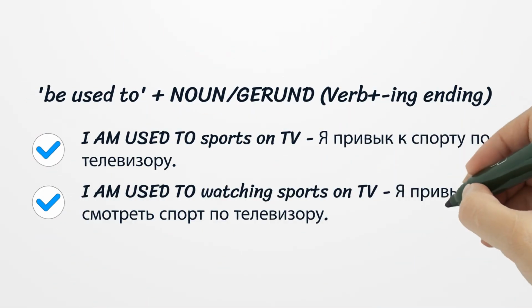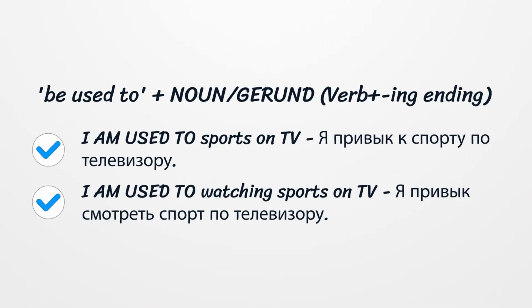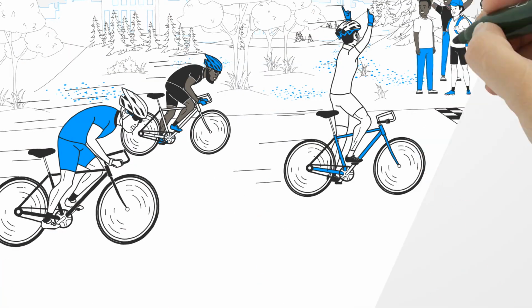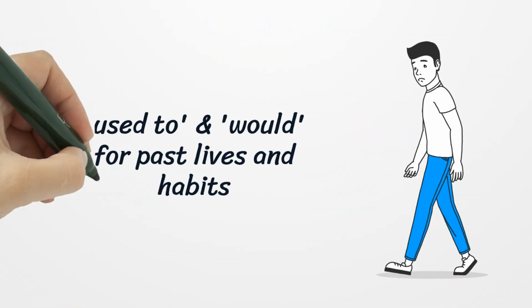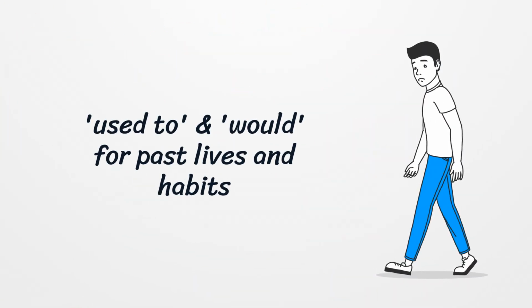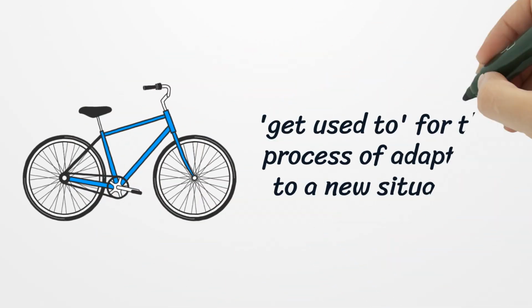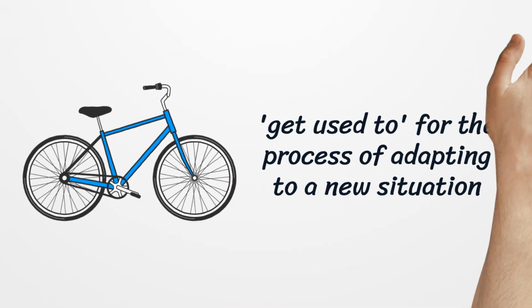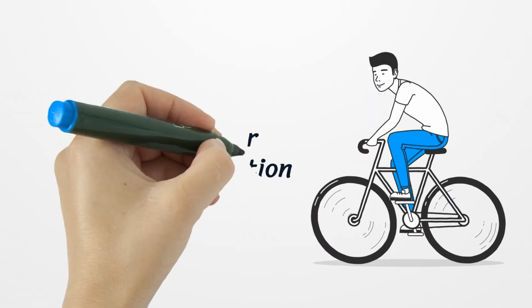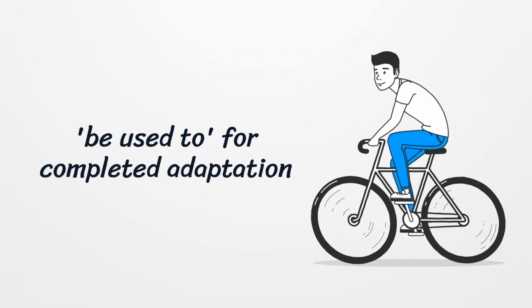Pattern be used to works quite in the same way as get used to, when it comes to what goes after it, and is also followed by a noun or a gerund, a verb with the ing ending. In summary, we use used to and would to paint a picture of our past lives and habits. Then, we use get used to describe the often challenging process of adapting to a new situation. And we use be used to declare that we have successfully reached a point where that situation now feels normal.